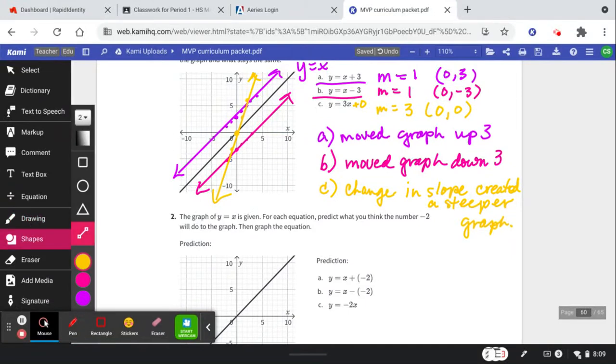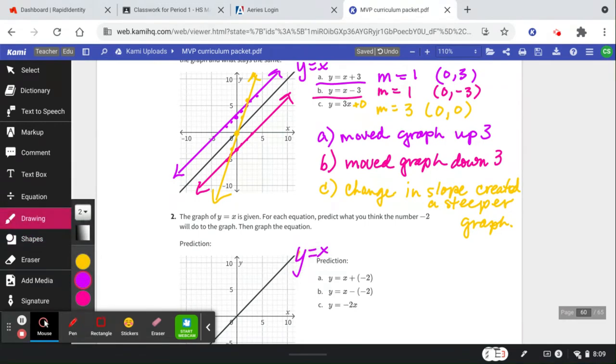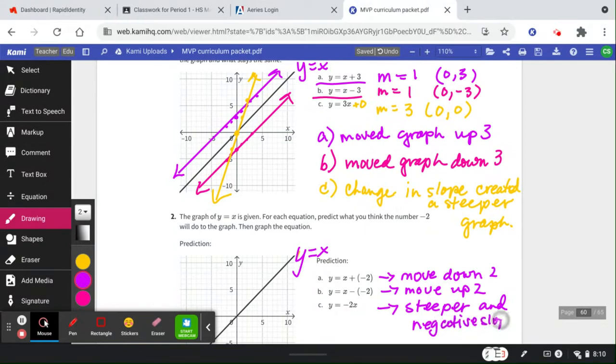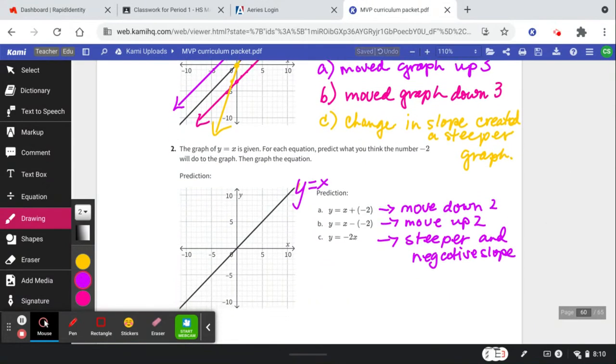Okay, the graph of y equals x, our parent function, is given again. And we're making a prediction this time. I think this is going to move the graph where? What did you say? Good. Down 2. This time it's x minus a negative 2, which means plus 2. Did you guess it would move it up? And finally, this would make our graph steeper and a negative slope, which means it's going to be going down instead of up this time. Let's go graph them and see.